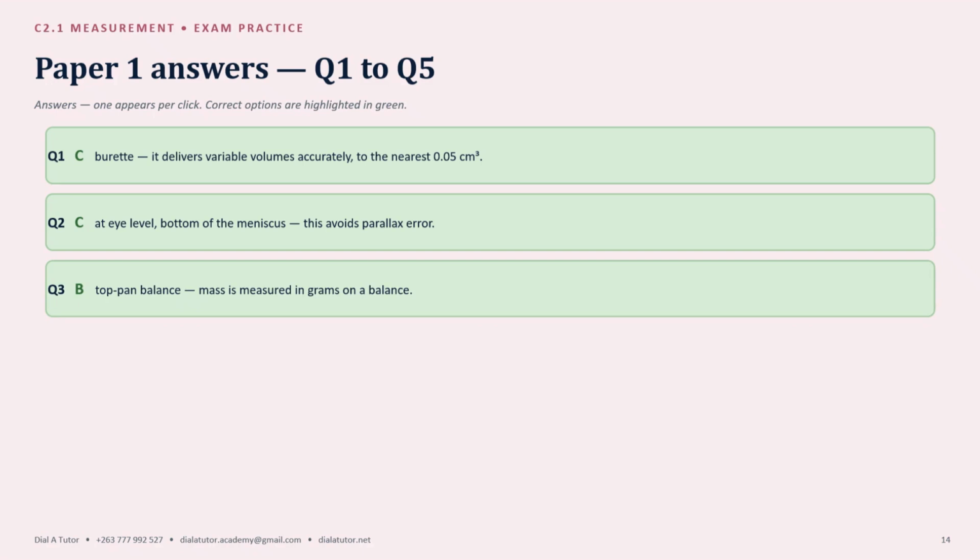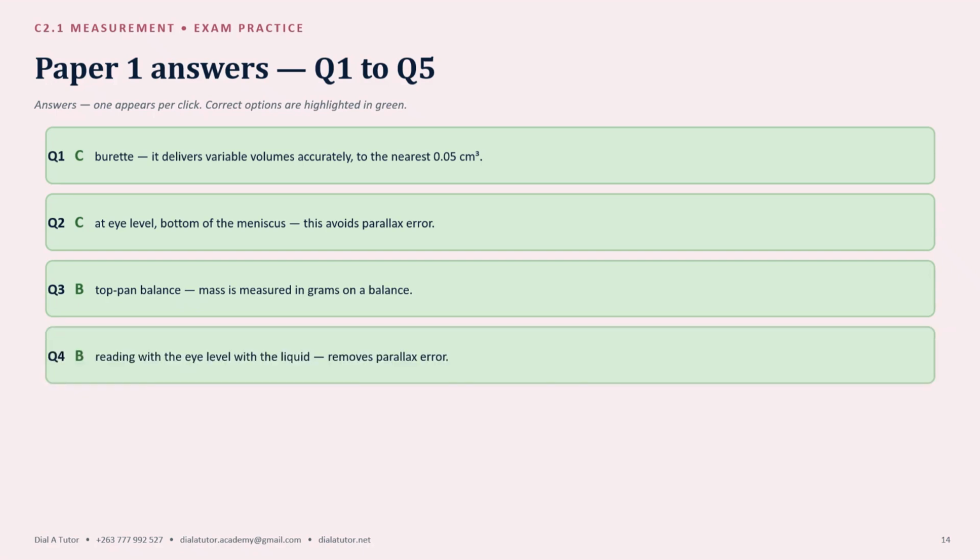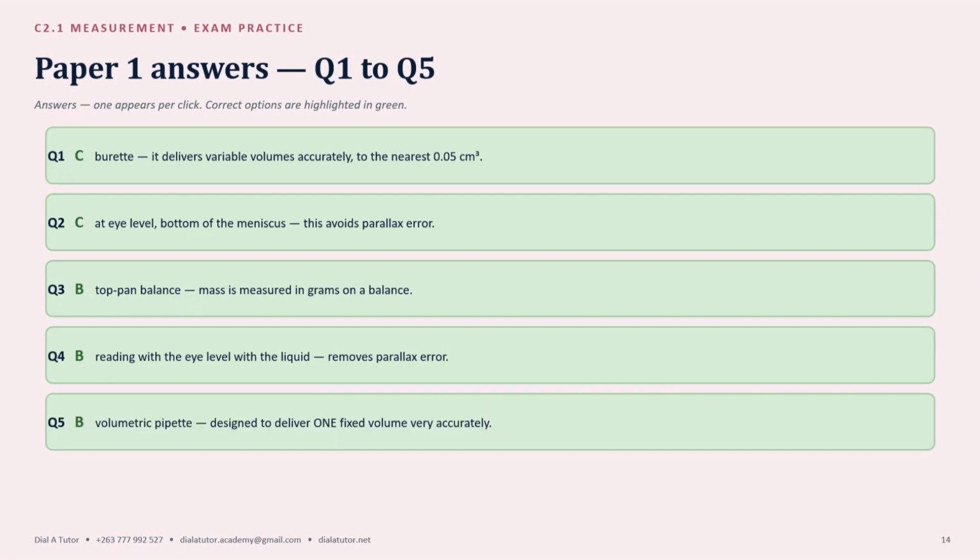Top pan balance, number 3. The answer is B. Number 4. Reading level with the liquid removes parallax error. Volumetric pipette, designed to deliver one fixed volume very accurately.